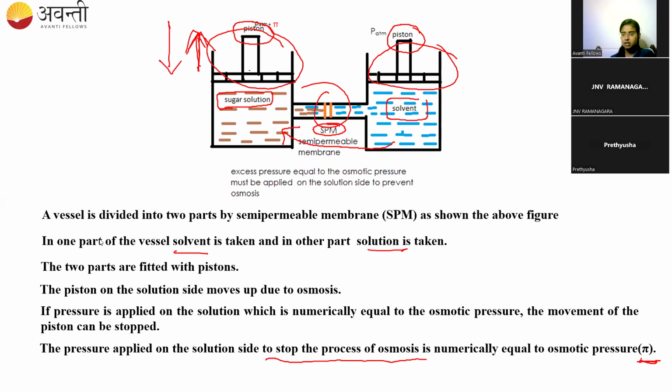Okay, so let me repeat this once again. Osmosis is the flow of solvent molecules to the solution side. Because of this flow, the piston which is attached to the solution container is moving upward. Okay. And some external pressure is applied on this piston from the other side to stop the process of osmosis. And that pressure is equal to the osmotic pressure.